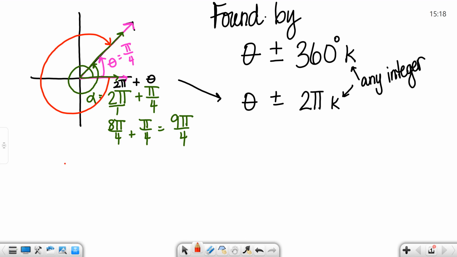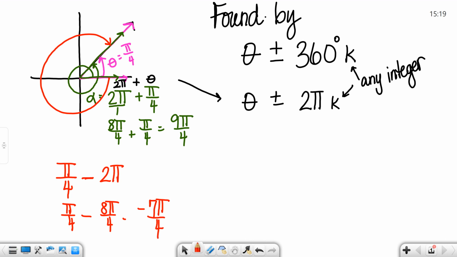So if I started with my theta value, pi over 4, and I subtracted 2 pi, let's see where that takes me. So again, I would get a common denominator. And pi over 4 minus 8 pi over 4 would give me negative 7 pi over 4. So this red angle, let's say we call it gamma, would be negative 7 pi over 4.